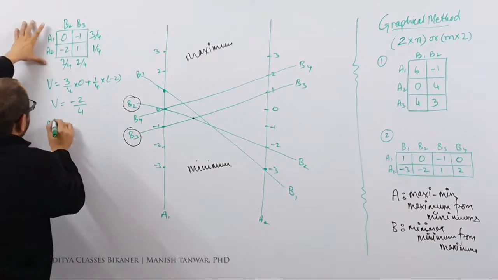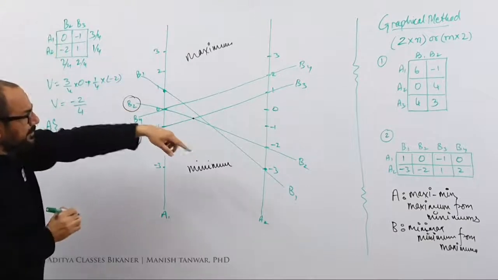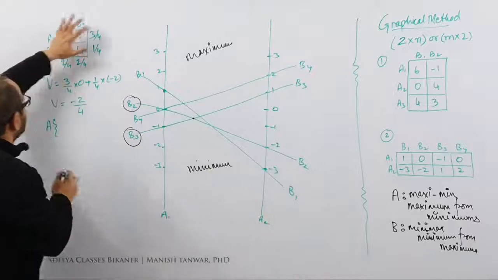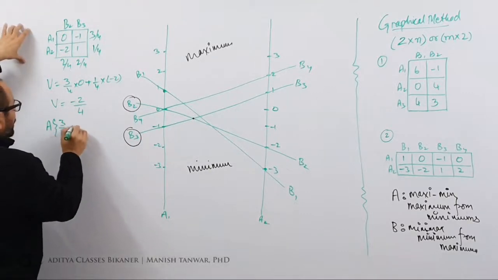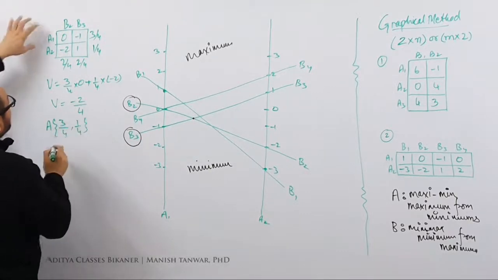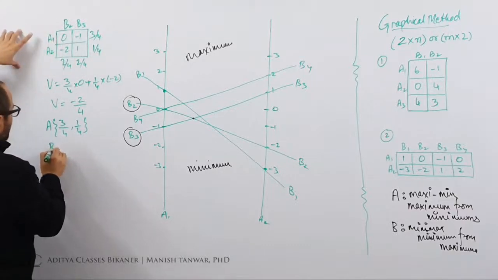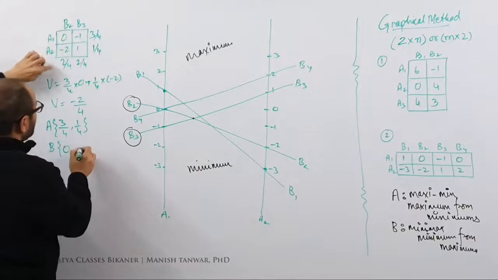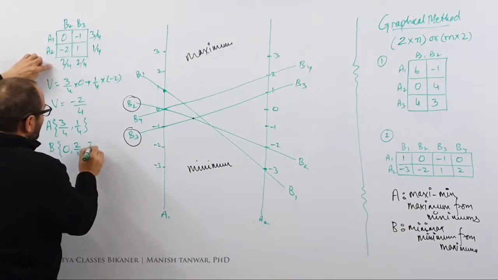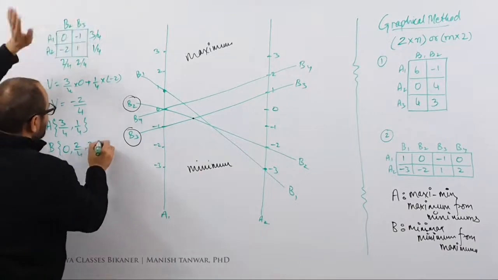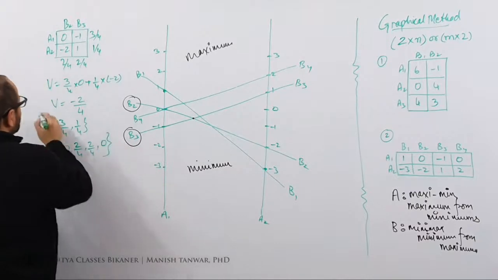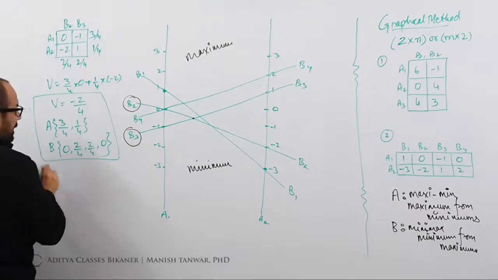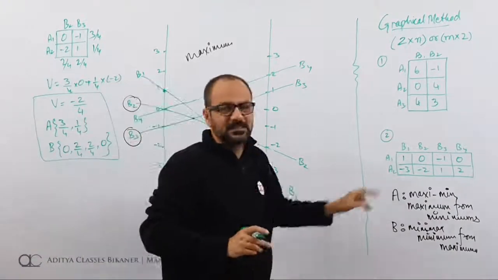And then strategy for A would be, A is only A1 and A2 in the second game. In this game, A1 and A2 would be 3/4 and 1/4. And for B, we have multiple options. B1 is gone, so it is 0. B2 and B3 are 2/4 and 2/4. B4 is again gone. So these are my strategies and value of game for the second game.